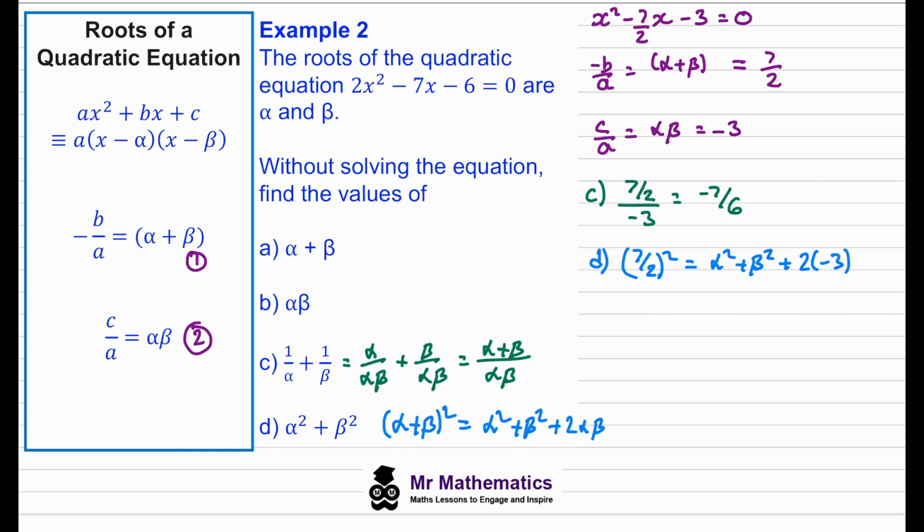Then we can move this negative 6 over to the left-hand side. So we've got 7 over 2 squared plus 6 will give us alpha squared plus beta squared. We can work this out, and we get 73 over 4. So this will be alpha squared plus beta squared. Okay?